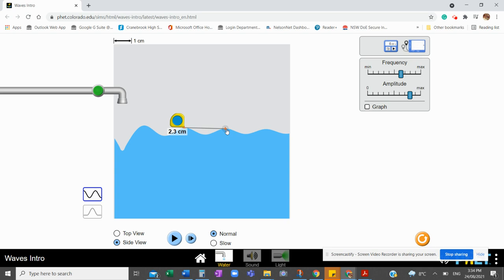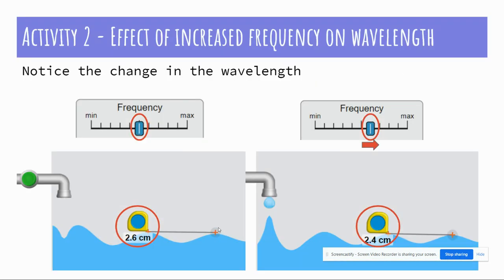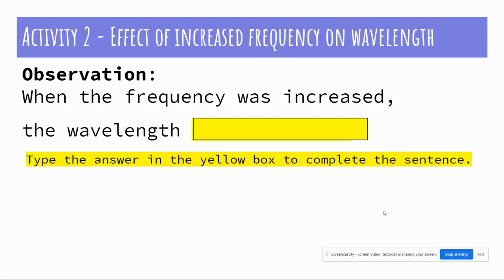It's now about 2.3, okay? That's the distance of one wave, the wavelength. Okay, my frequency has gone up, but my wavelength has gone down. And that's the key thing to notice here, okay? So you'll notice that if I move the frequency up, it went from 2.6 to 2.4. Same thing, it went from 2.7 in my current simulation to 2.3.